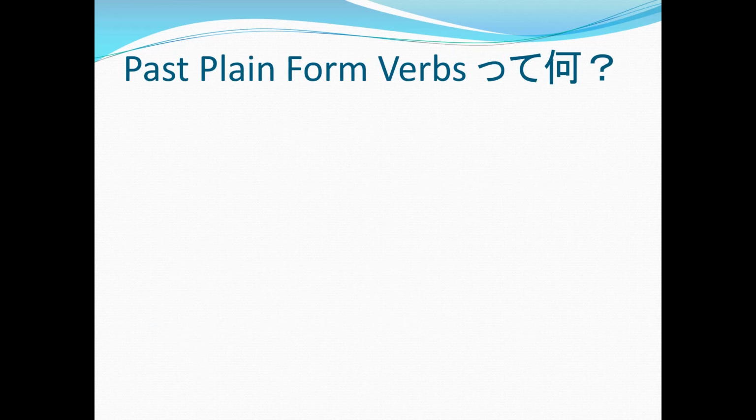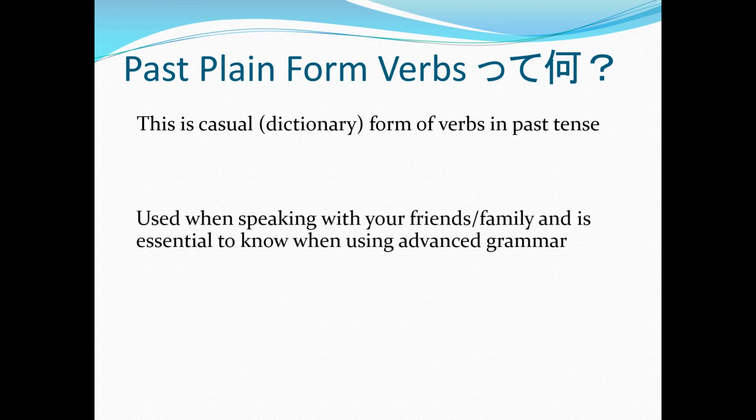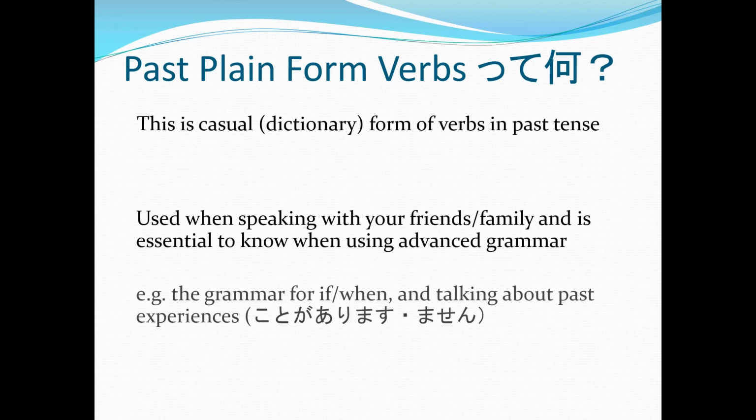So, what is past plain form? Basically, it is just a casual or dictionary form of verbs in the past tense. It is used when speaking with your friends and family, obviously about past events, and it's essential when using advanced grammar, for example, when you're saying if or when, and talking about past experiences, koto ga arimasu or arimasen.